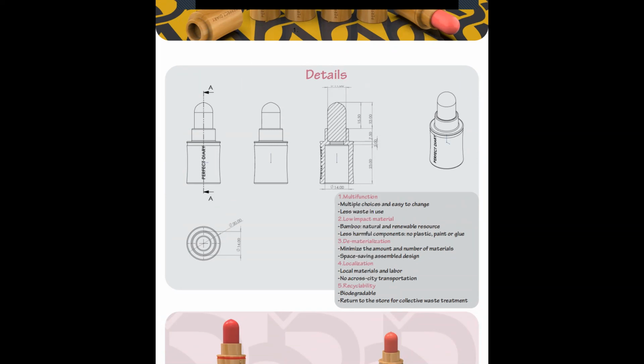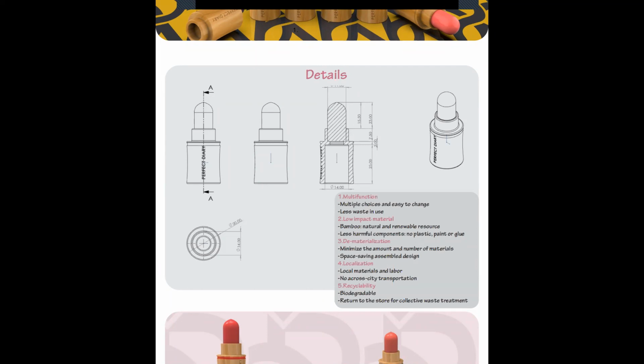The second one is low impact materialization. Bamboo is a renewable and biodegradable natural resource. We remove all the less environmentally friendly components, such as plastic and oil-based paint, and we carve on the shell instead of pasting a label. Also, the ink is organic soil-based ink.